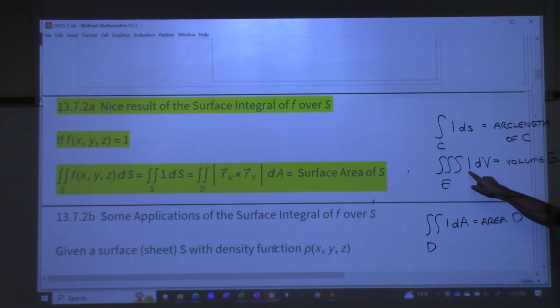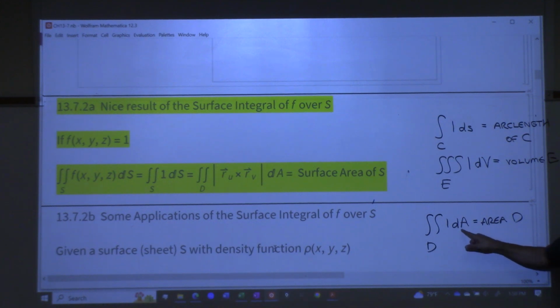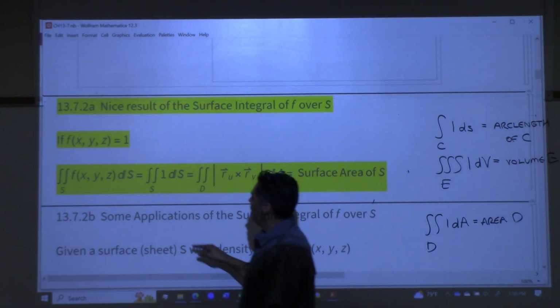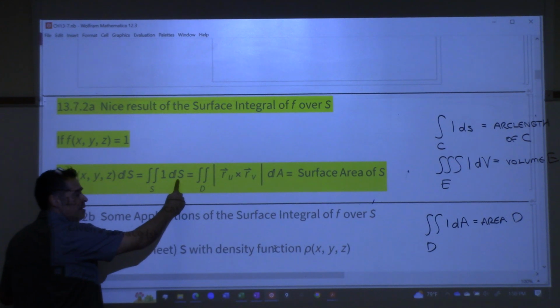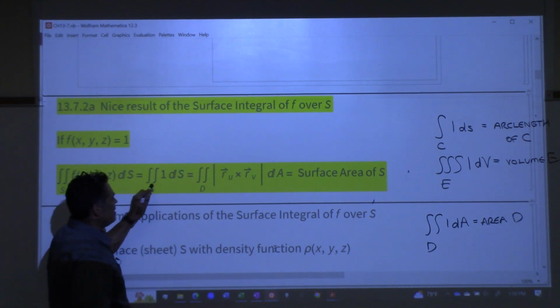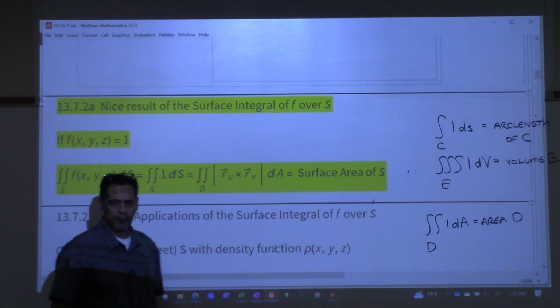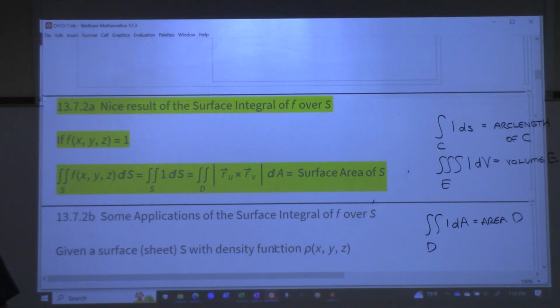If we're doing 1 with respect to volume and we have the solid E, then this gives you the volume of that E. If we have area, and this is the region we're integrating over, that's going to be the area of that D. So if we have 1 here and we're doing it with respect to surface area, then this is going to be the area of that surface.